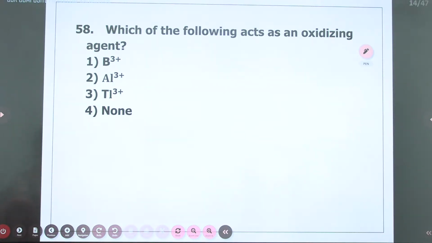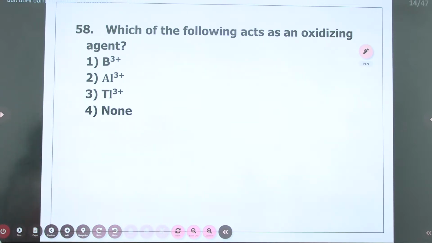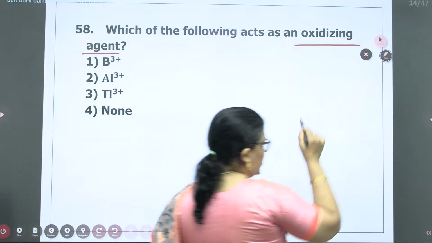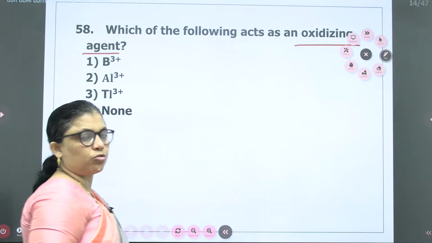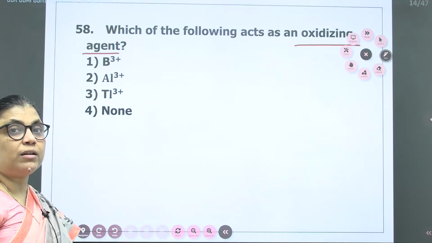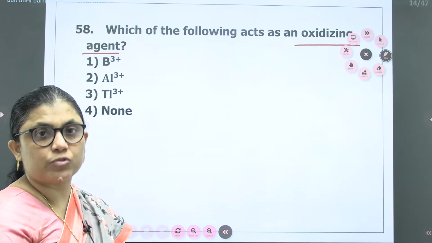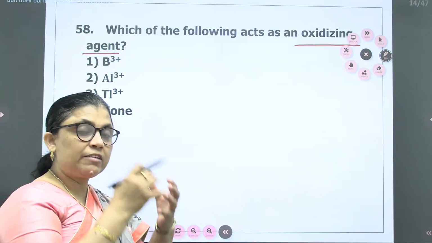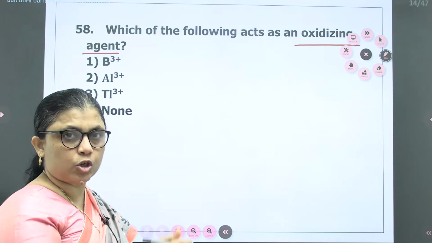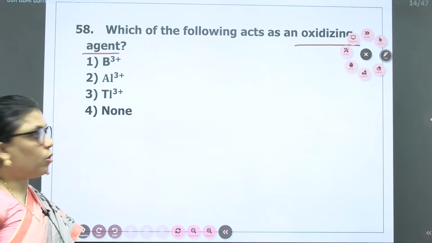Question number 58. Which of the following can act as an oxidizing agent? According to the redox reaction concept, whenever any metal atom loses electrons, the reaction is oxidation, but the metal acts as a reducing agent. In the same way, any species which accepts electrons, the reaction is reduction, but that species behaves as an oxidizing agent.